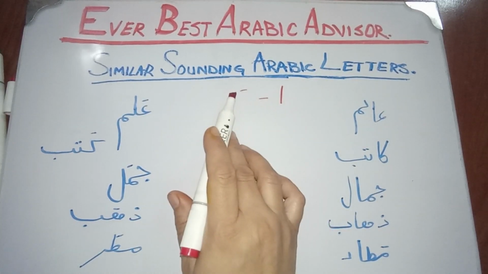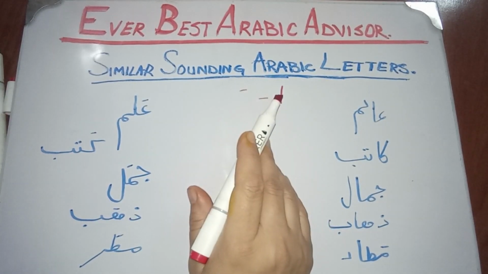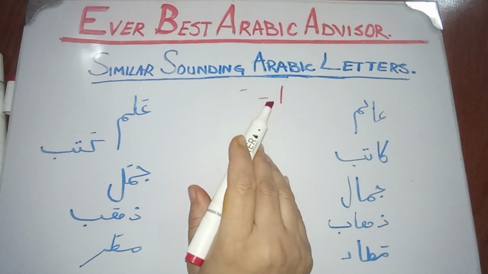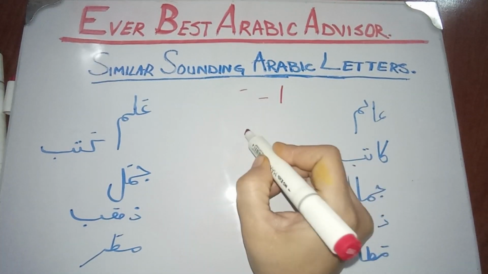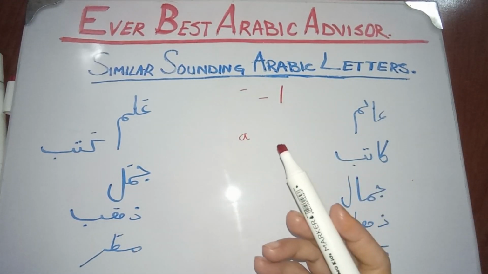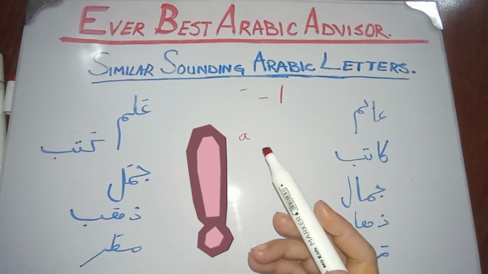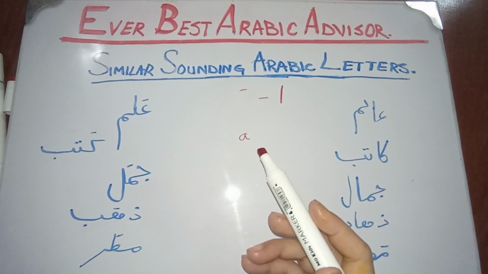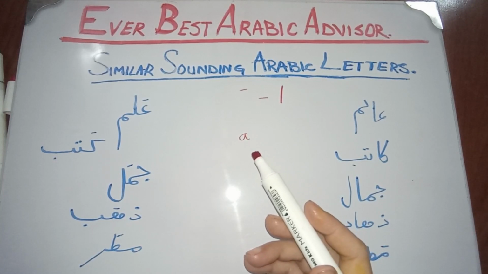Alif and Fatha both have the same sound, "a, a," just like A in English. But what is the difference between them? Are you also confused? Come with me in this video. I will tell you what the difference is.